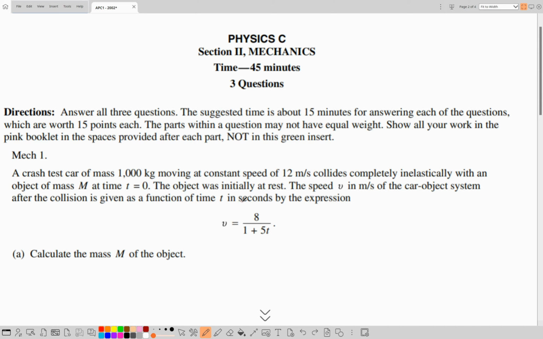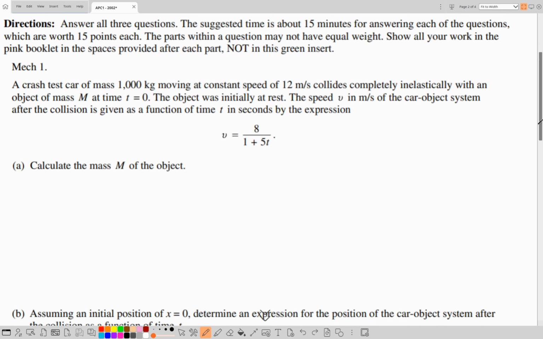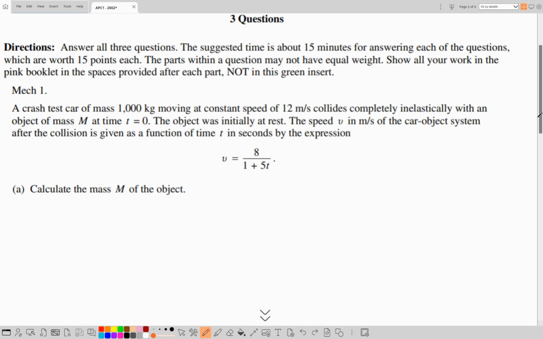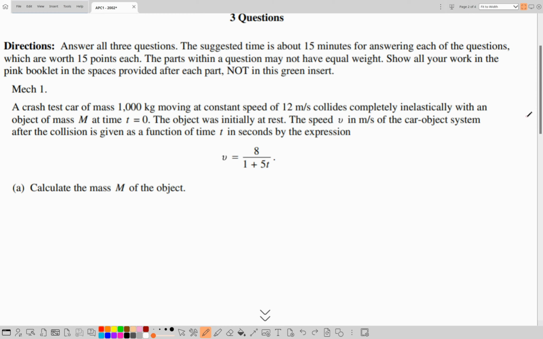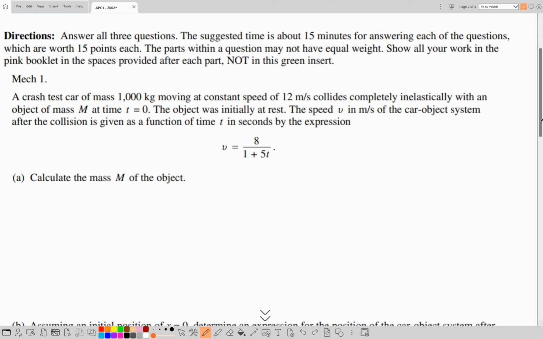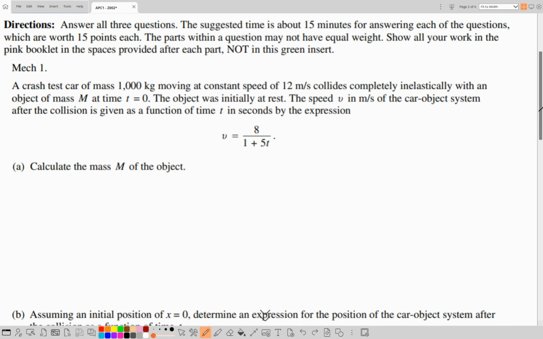The speed v in meters per second of the car object system after the collision is given as a function of time in seconds by the expression v is 8 divided by 1 plus 5t. In part A, we need to calculate the mass of the object. If you think about it carefully, the only thing that we can do in order to determine the mass of the object is the conservation of linear momentum. So let me apply conservation of linear momentum.